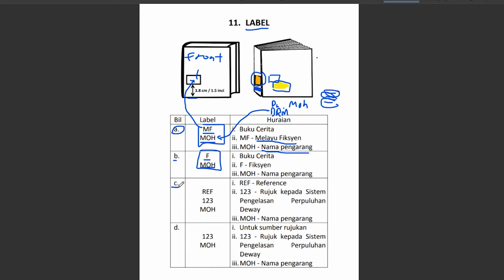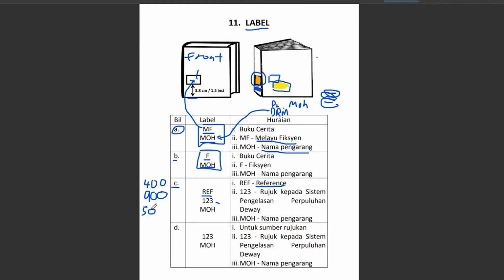And now moving to C, this is an example of a reference book. So if it's a reference book, we don't put F or MF because it's not fiction, it's a reference book, so we will just put REF. And as you can see, there is a number. This is a number code that you will learn in the next chapter. So for every subject, every reference book, for example English or Malay, there are specific codes to them. So for example, Malay is 400, and for geography and history, something like that, it would be 900. For science, it would be 500.